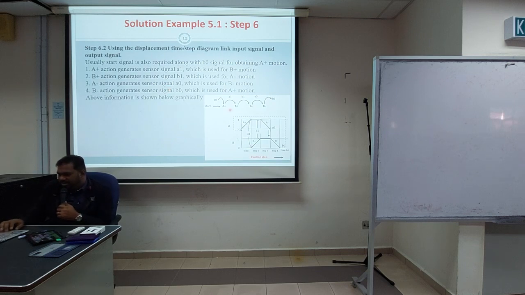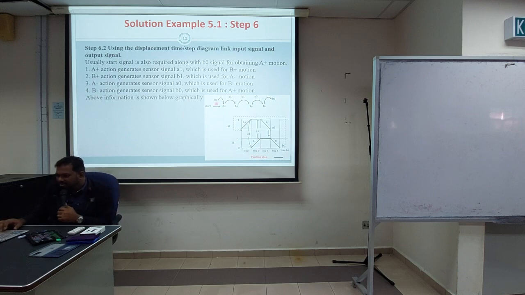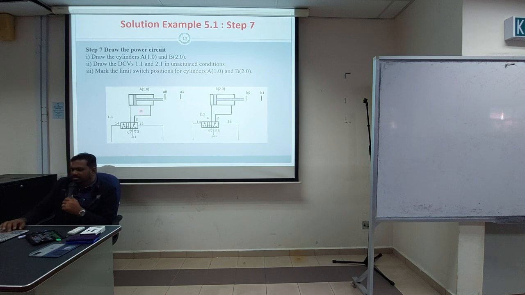So then you boleh letak dalam motion diagram. So if B0 is achieved, baru start with A plus. So kalau A plus dah extend, dia akan activate sensor A1. Then it will start B1, so it will go on. So you boleh letakkan dalam displacement diagram. Then baru you lukis. So baru you lukis based on this.